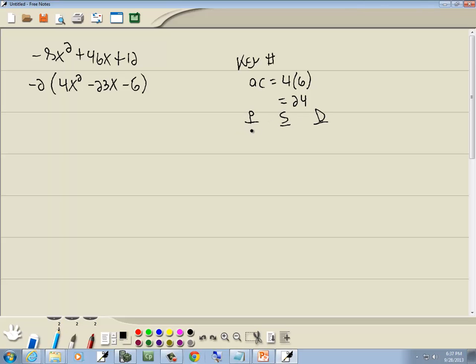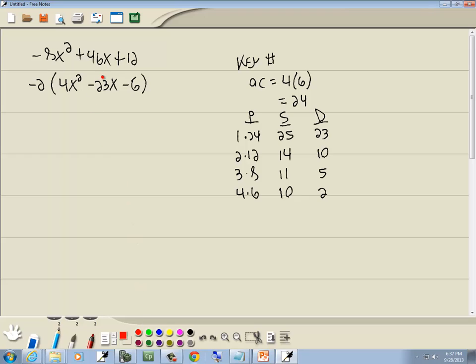The P column, we list all products that give us 24. We've got 1 times 24, 2 times 12, 3 times 8, 4 times 6. The S column, we want to add together those numbers. 1 plus 24 is 25, 2 plus 12 is 14, 3 plus 8 is 11, 4 plus 6 is 10. The difference column, we'll subtract smaller from larger. 24 minus 1 is 23, 12 minus 2 is 10, 8 minus 3 is 5, 6 minus 4 is 2.